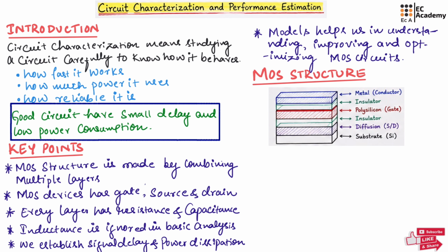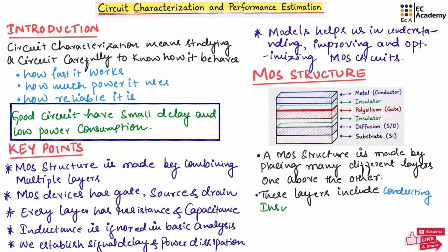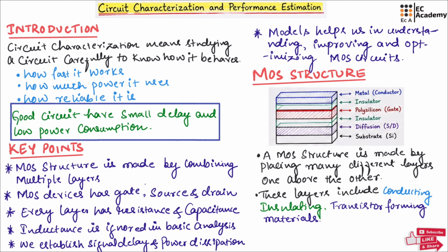Now let us understand the MOS structure. A MOS structure is made by placing many different layers one above the other. These layers include conducting materials, insulating material and transistor forming materials. And here each layer has its own job. When all these layers are placed together, they form MOS devices. So you need to remember, the MOS structure is made by combining many layers together.